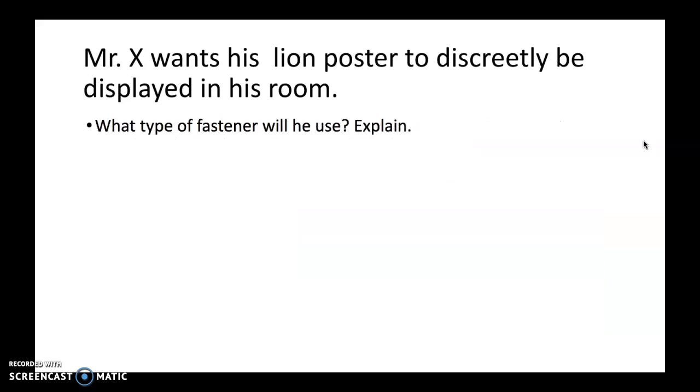All right, so just some quick examples. If Mr. X wants to discreetly hang his lion poster in his room, what type of fastener would he use? You would probably say tape, right? Mr. Reed, if you know him, he would not be happy if Mr. X put glue on the wall, so you definitely want to use tape for that. You don't need nails, that's too much.